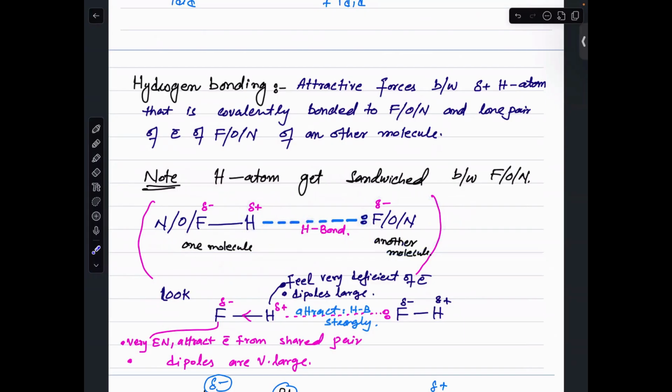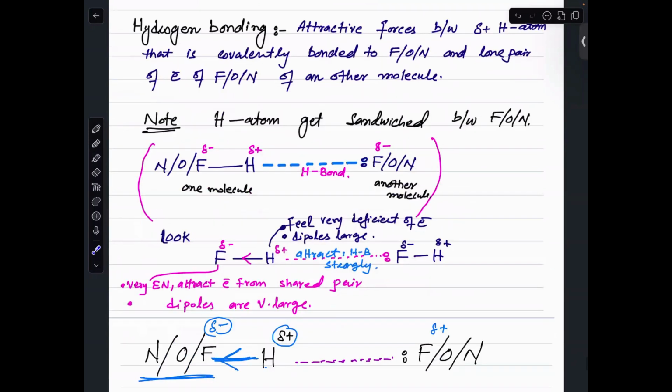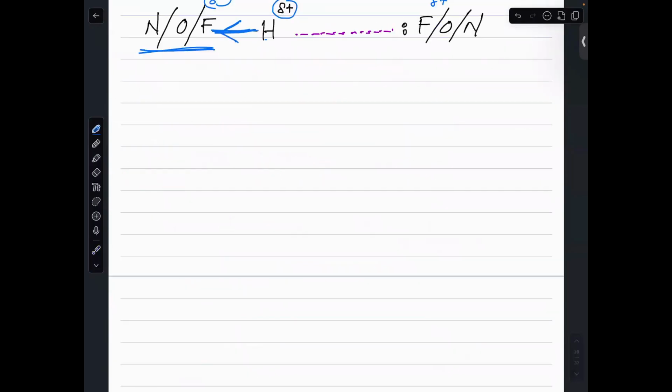Now, after this description, you reach a certain conclusion: if it is this way, the hydrogen would definitely get sandwiched between the F, O, or N atoms. For example, I have a molecule, ammonia. Does ammonia contain NH? Yes. There is another ammonia.